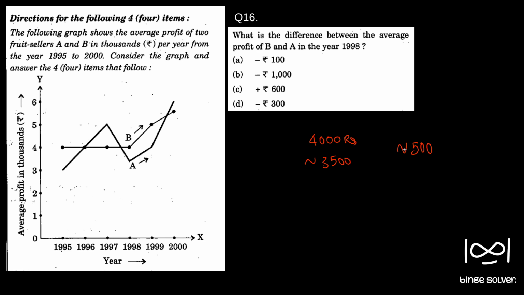The only option that comes close is positive 500, since B is asked first, so B minus A, which is around positive 500. The only value that is close to positive 500 is 600 rupees. So this must be 3,600 instead of 3,500. That means the correct answer is C. So we also get this as 3,600. That is irrelevant, but the correct answer is C.